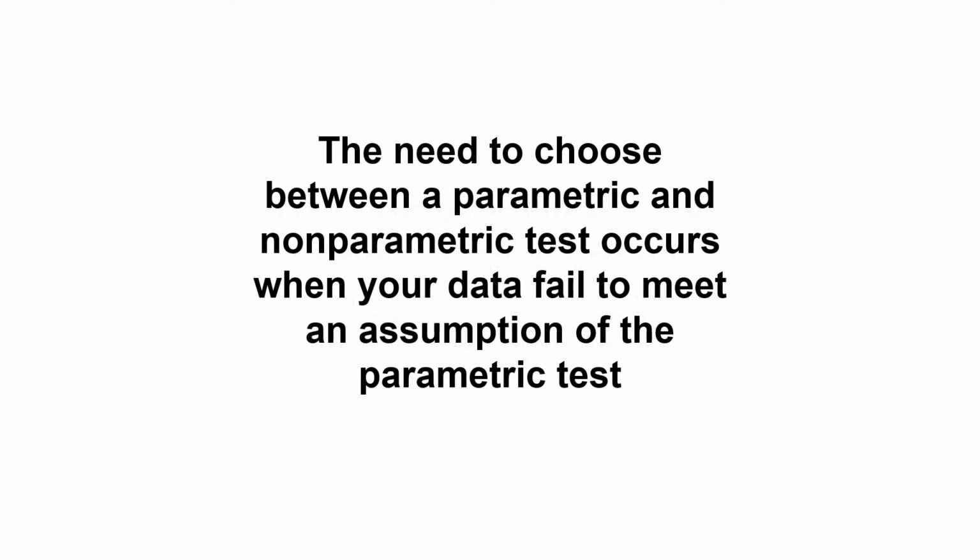It is commonly thought that the need to choose between a parametric and non-parametric test occurs when your data fail to meet an assumption of the parametric test. This can be the case when you have both a small sample size and non-normal data. The decision often depends on whether the mean or median more accurately represents the center of your data's distribution.